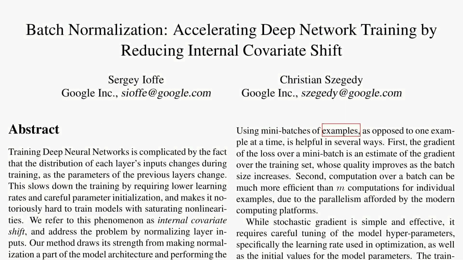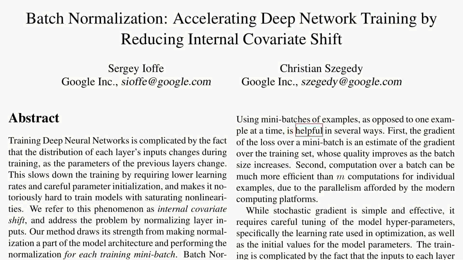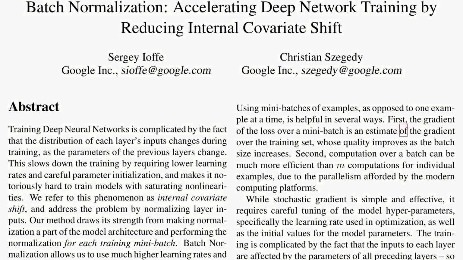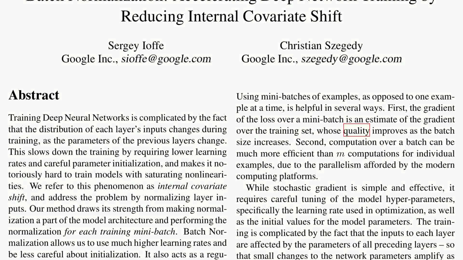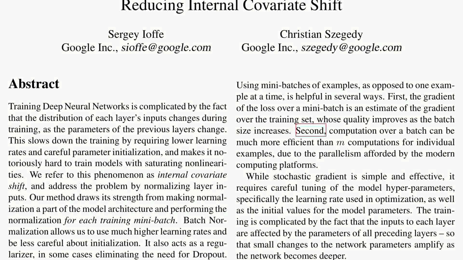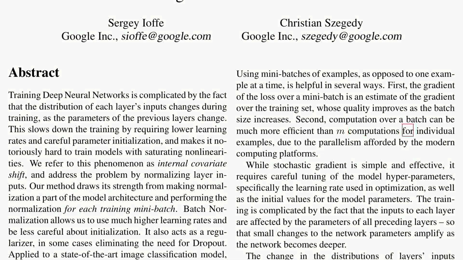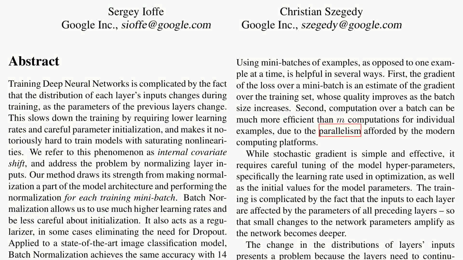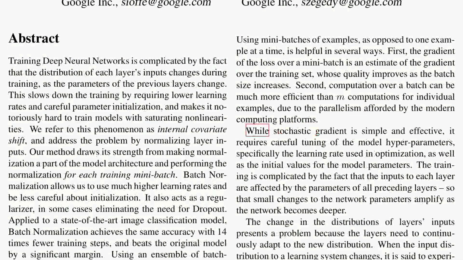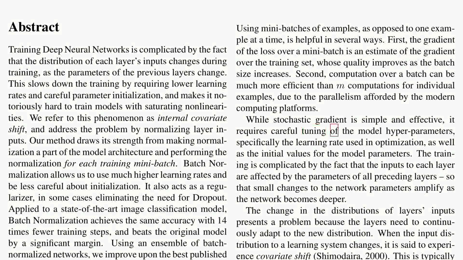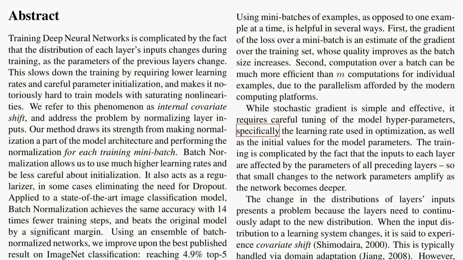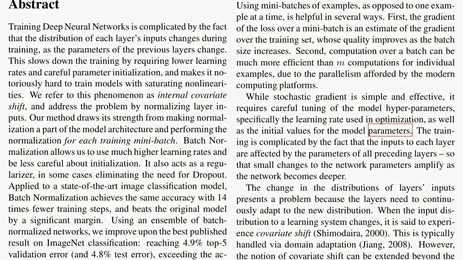Using mini-batches of examples, as opposed to one example at a time, is helpful in several ways. First, the gradient of the loss over a mini-batch is an estimate of the gradient over the training set, whose quality improves as the batch size increases. Second, computation over a batch can be much more efficient than m computations for individual examples due to the parallelism afforded by modern computing platforms. While stochastic gradient is simple and effective, it requires careful tuning of the model hyperparameters, specifically the learning rate used in optimization, as well as the initial values for the model parameters.